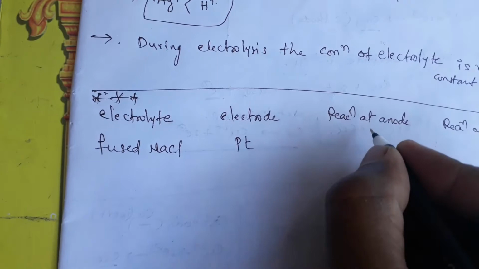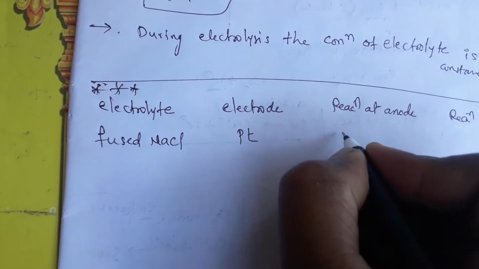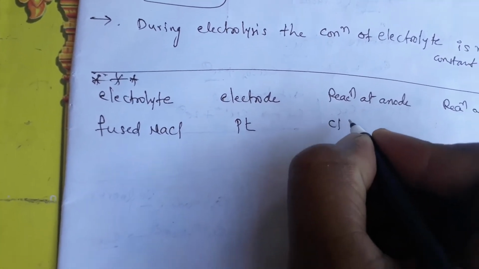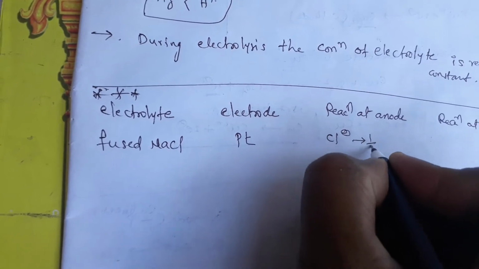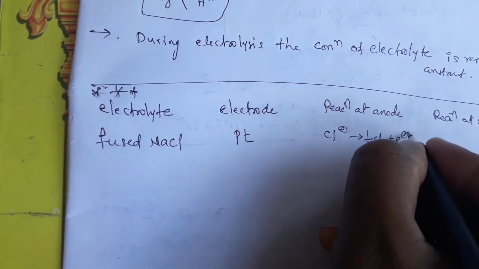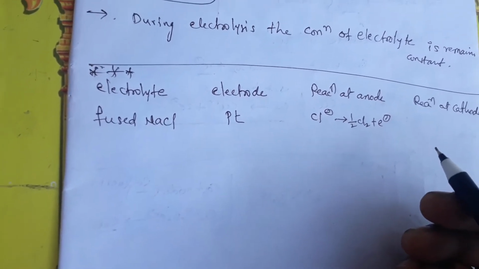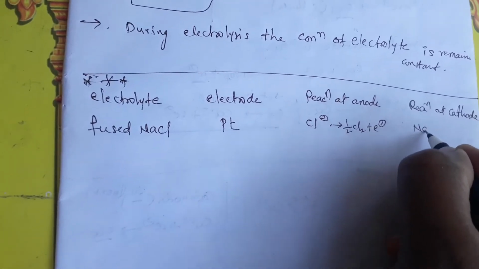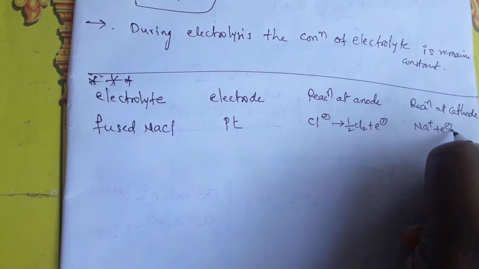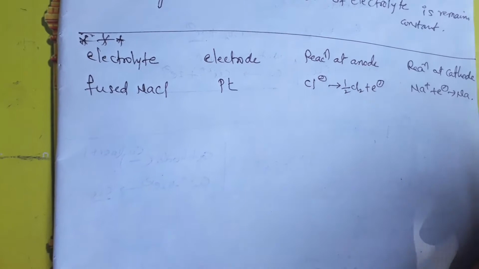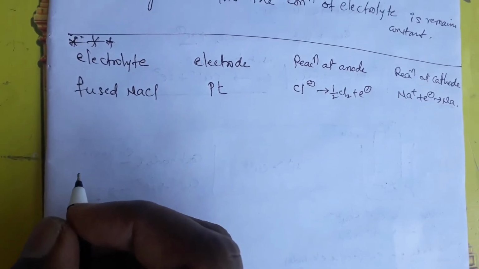So at the anode is oxidation, that means Cl minus is going to be half Cl2 plus electron. Next, sodium plus plus electron gives rise to sodium metal. Deposition takes place at the cathode.